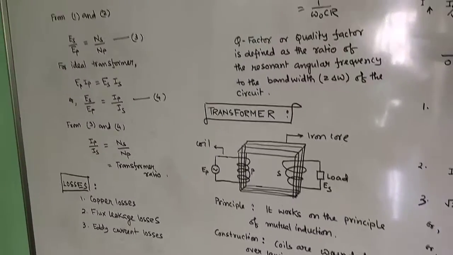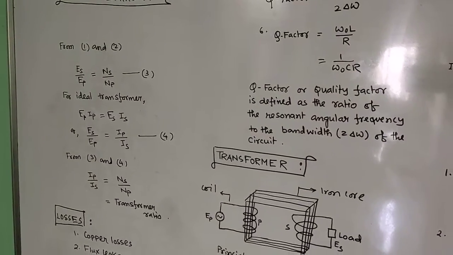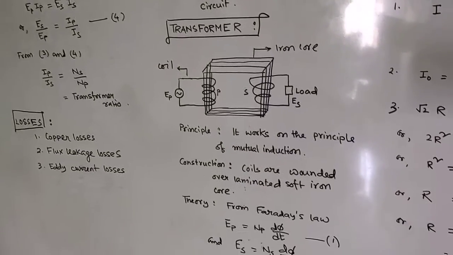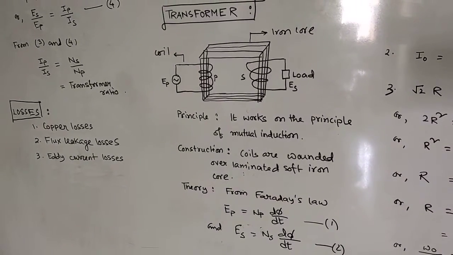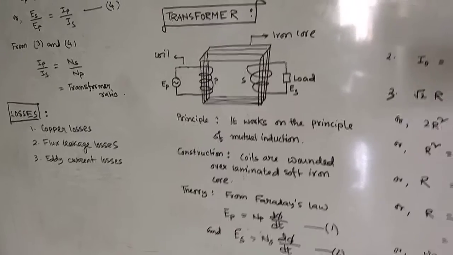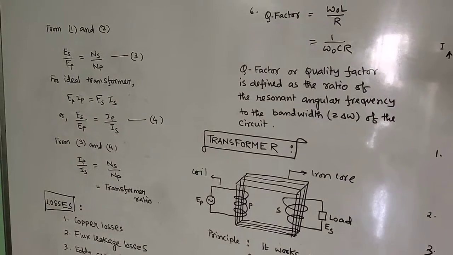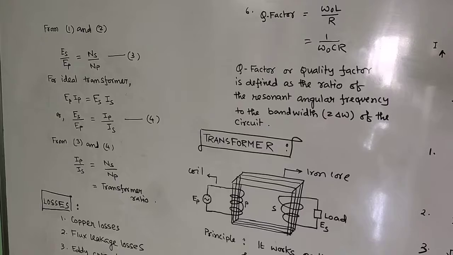Now if you divide this expression ES by EP, considering this one, the EMF in secondary divided by the EMF in primary, then you will get NS by NP. So this is one equation you are getting from 1 and 2.